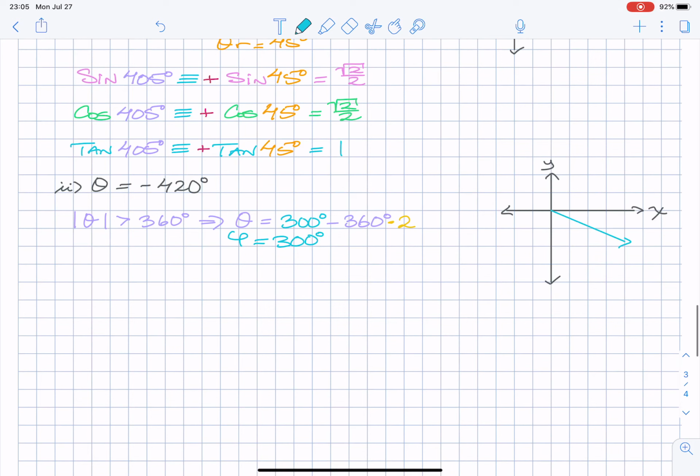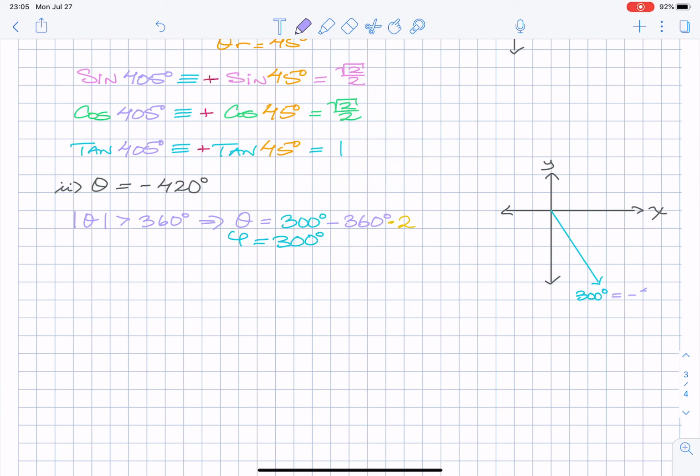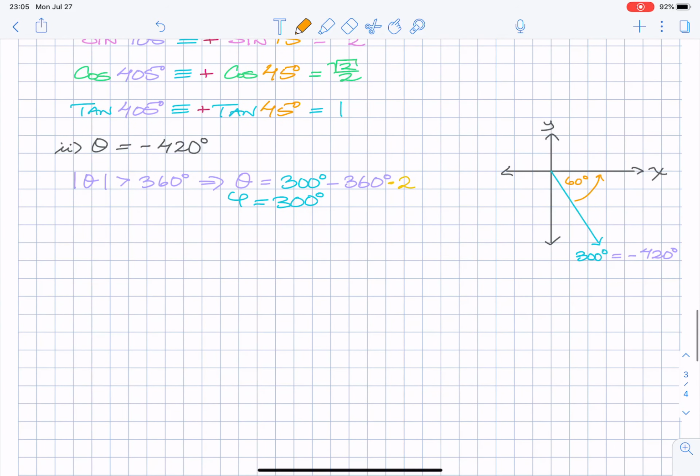Sorry, that's not 330, it's 300. What am I saying? Let me do this correctly. 300 is down here. So this is 300 degrees, which is equivalent to negative 420. But what I'm most concerned with is the reference angle. It's 60 degrees away from 360. So my reference angle, theta sub reference, is 60 degrees.